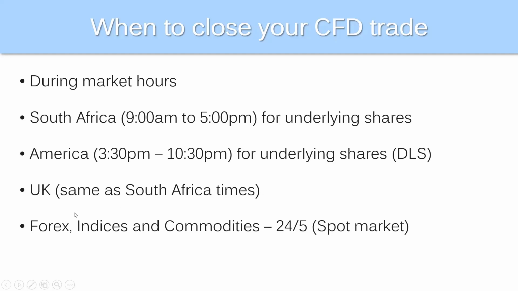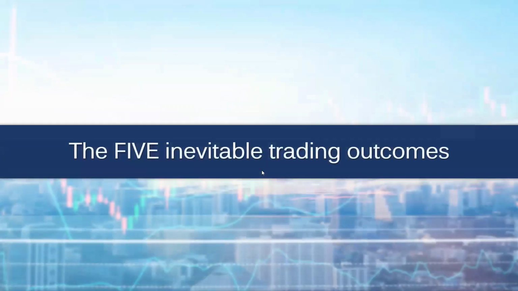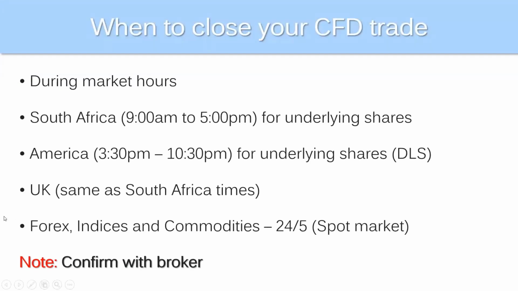Okay, and then we have Forex, Indices, and Commodities, which is 24/5, which is the spot market. Yeah, so Richard says true. So Forex, Indices, and Commodities, 24/5 spot market. And now we are entering into the times where we have cryptocurrencies. And cryptocurrencies, you can trade 24 hours a day, 7 days a week, depending on the broker, but you have to confirm with your broker.